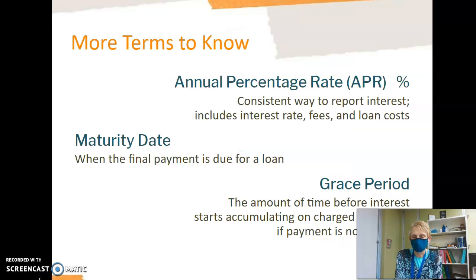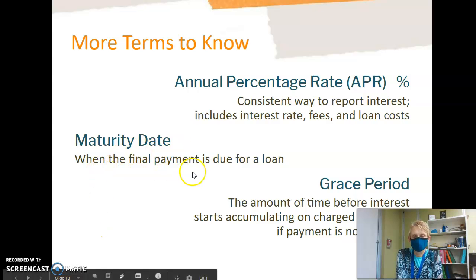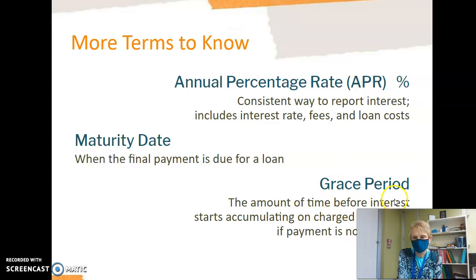So APR, I've already mentioned, that's our annual percentage rate. That's the consistent way that we report interest. And that's why we divide by how many periods in a year when we're doing the amortization. And then maturity date, when the final payment is due. Grace period has to do with your credit cards.